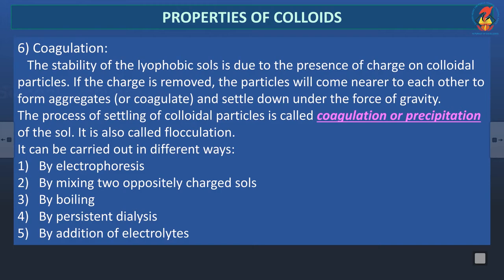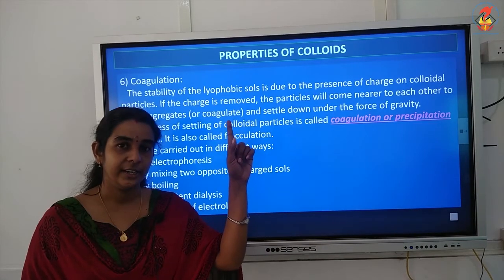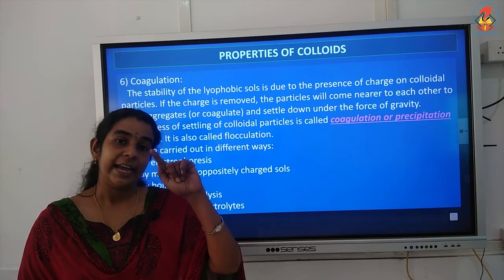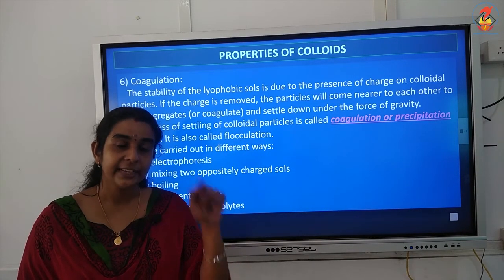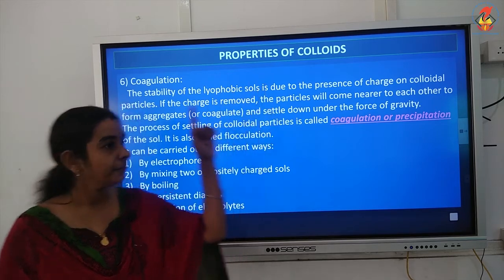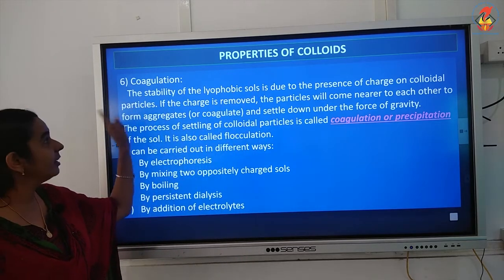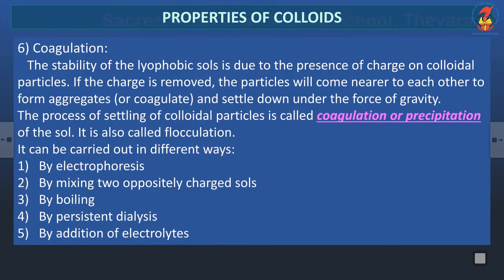The settling of colloidal particles is known as coagulation or precipitation or flocculation. So, how can we convert a precipitate into a colloid? By peptization. If you add an electrolyte to a precipitate, the precipitate becomes a colloid. Here it is coagulation, that is, a conversion of a colloid into a precipitate. How can we convert a colloid into a precipitate?